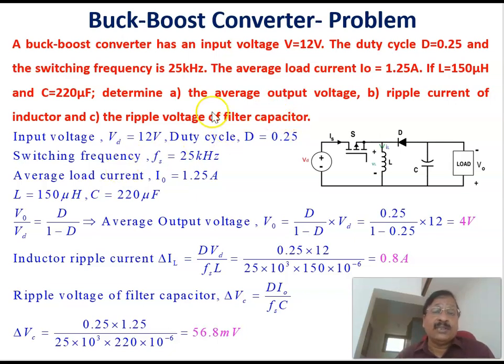These are the questions. First, let us see the average output voltage. Duty cycle is given as 0.25. The input voltage is given as 12 volt and the duty cycle is given as 0.25.